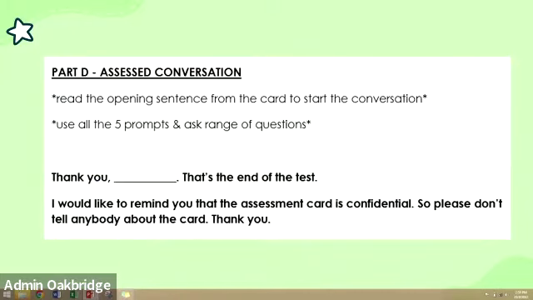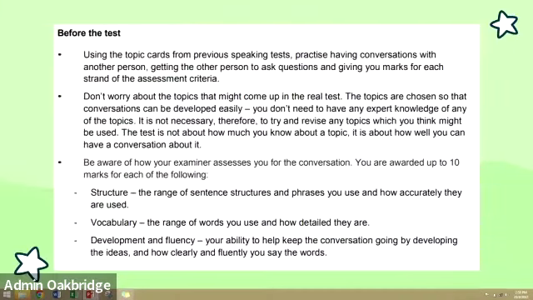Okay? So what do you do before the test? Before you actually go for your speaking test, all right, you are encouraged to use topic cards from previous speaking tests and practice having conversations with another person. Okay, this is the only way you can practice for your speaking test.